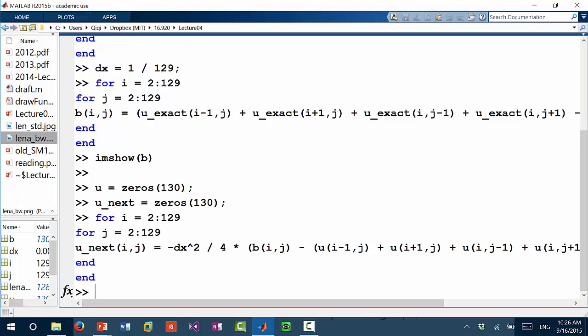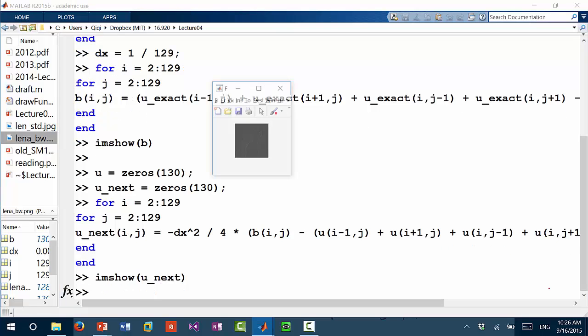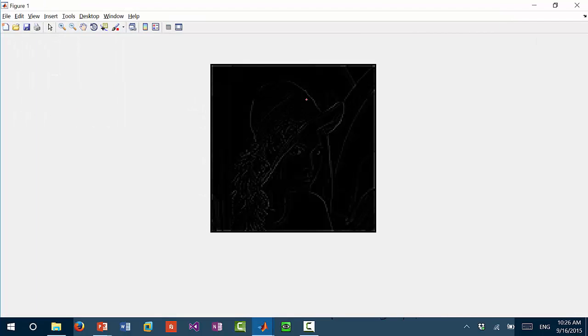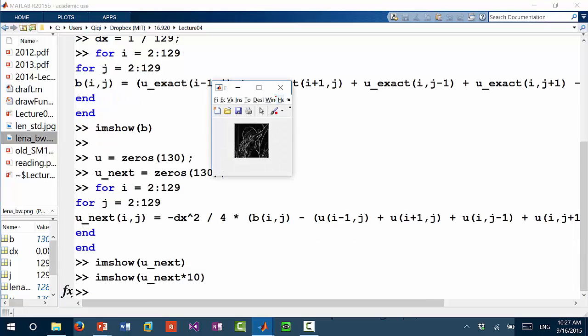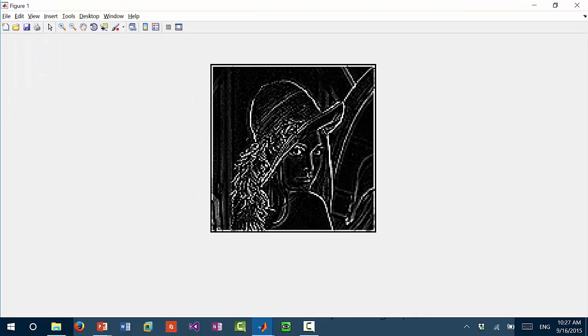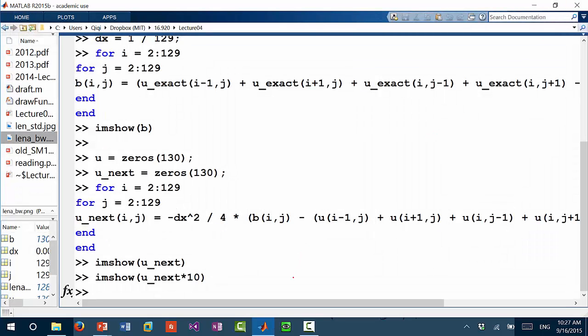Okay. I have completed one iteration. I am plotting U next. Well, we see something, right? No, you don't. I see something on my screen, so let me multiply by 10, so that maybe you can see it. Do you see it? Okay, we start to see something that kind of goes into the direction of the original solution, right? We see the contours at least. So that's good news. Let's keep iterating.